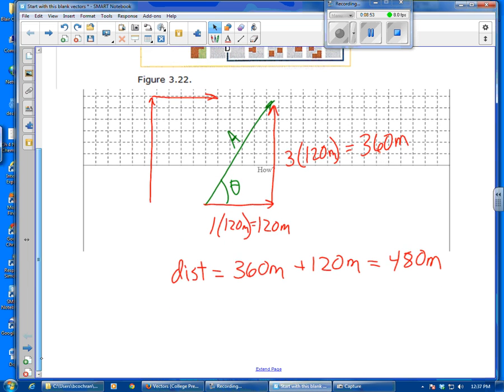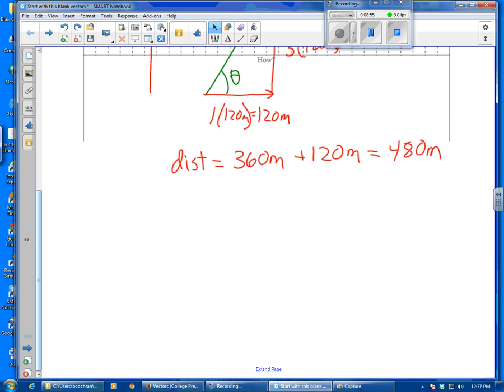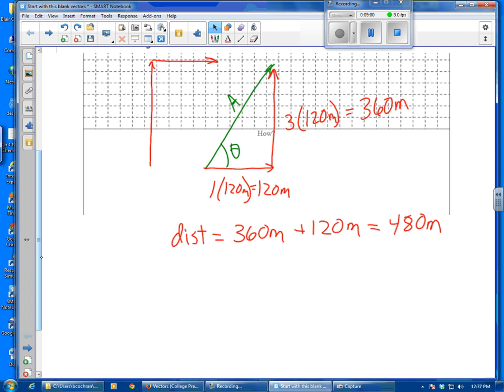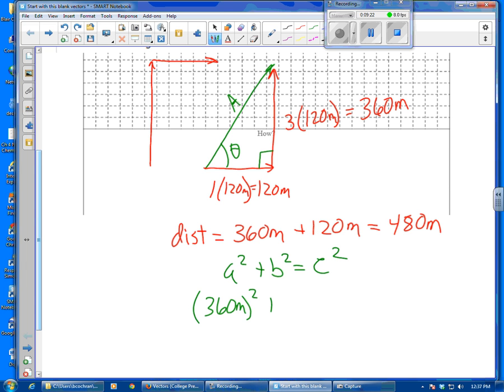Yay. Now I need to figure out my green parts here. I have the 2 components. So I have the 2 legs, and I want the hypotenuse of my right triangle here. SOHCAHTOA. No, Pythagoras. A squared plus B squared equals C squared. 360 meters. Let me get through mine, and then I'll show you the variations on yours, okay?